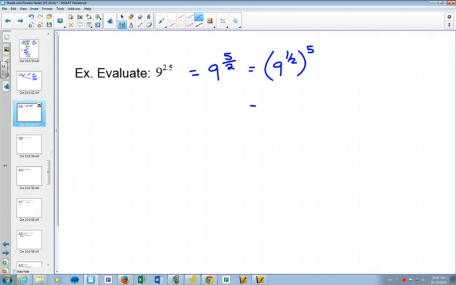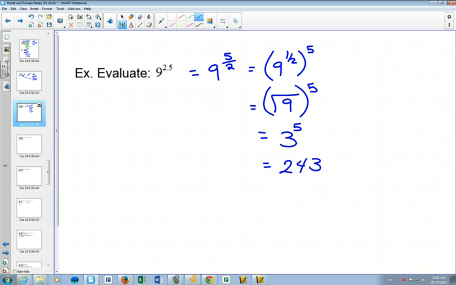And 9 to the 1/2 is the same as the square root of 9. And the square root of 9 is 3. Then you just have to multiply 3 5s together. 3 times 3 is 9, times 3 is 27, times 3 is 81. 81 times 3, 243.